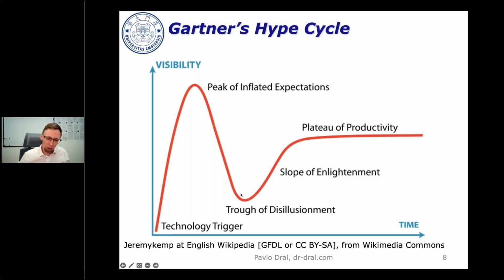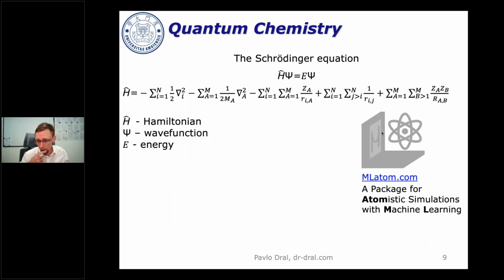So that's why there was a trough of disillusionment, when it was not enough to actually make a big change in chemistry. And what we are doing now, we are entering the plateau of productivity, where we actually use machine learning to do really new science, not just do science in old ways, but discover new relationships and make new discoveries in chemistry using artificial intelligence.